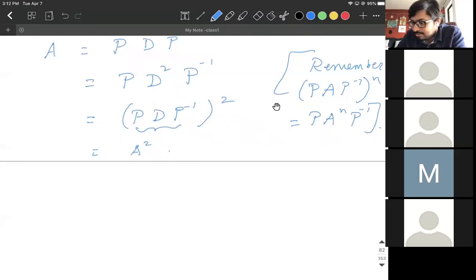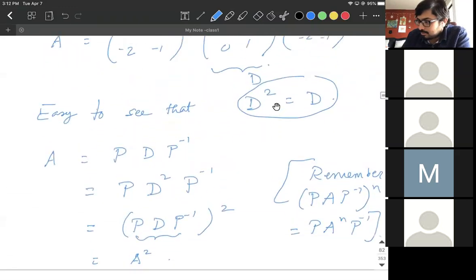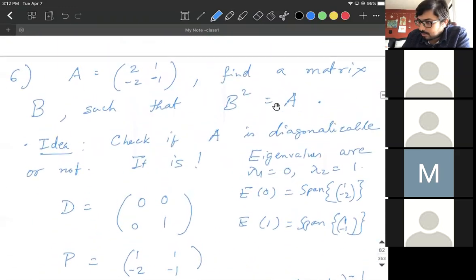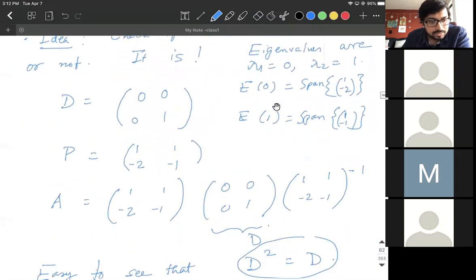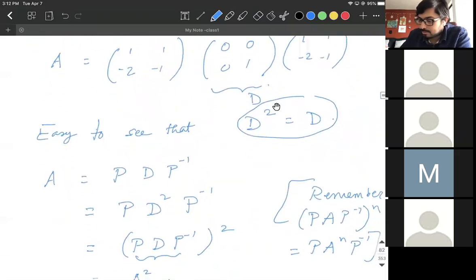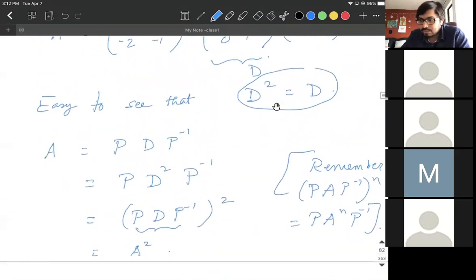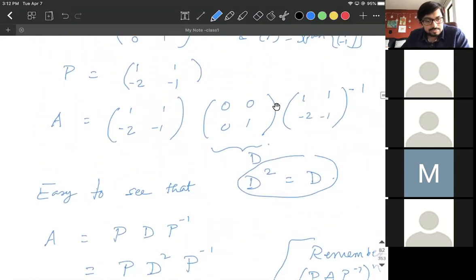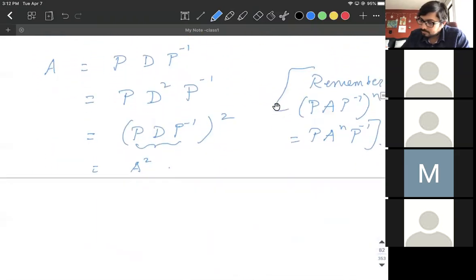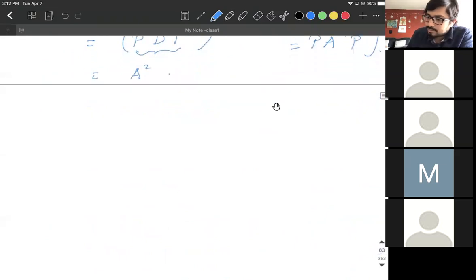Slightly surprising maybe, but you can directly check by taking the square of A that you will get back A. But this is a very concrete process of finding out the root. So you can apply this to any diagonalizable matrix. Okay, so let's write down the abstract.